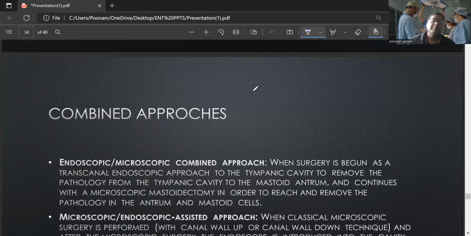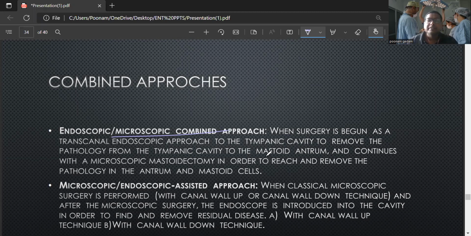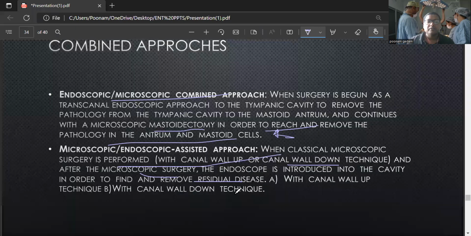So coming to the combined approach, the endoscope-microscope combined approach: surgery begins as a transcanal endoscopic approach to the tympanic cavity to remove the pathology from the tympanic cavity and mastoid antrum, and continues with a microscopic mastoidectomy in order to reach and remove the pathology in the antrum and mastoid cells. Then the microscope-endoscope assisted approach: classical microscopic surgery is performed with canal wall up or canal wall down technique, and after the microscopic surgery the endoscope is introduced into the cavity in order to find and remove the residual disease, with canal wall up or canal wall down.